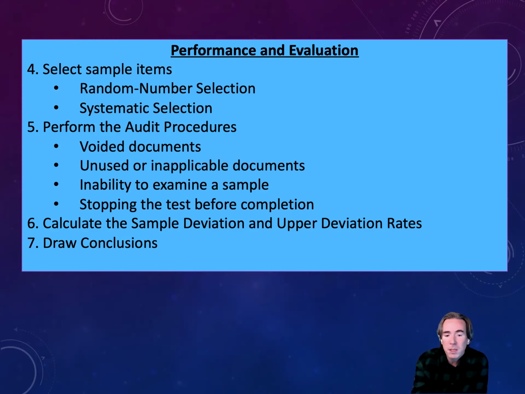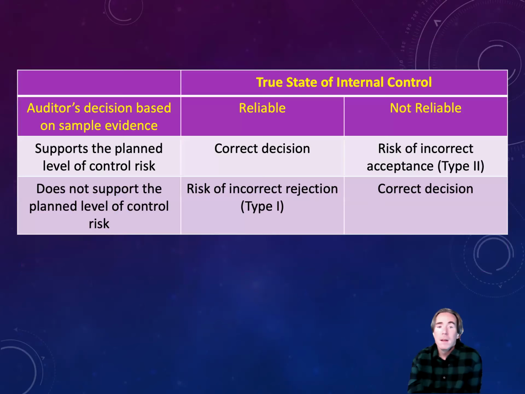And then we're going to reach some conclusions based on what we find. So there are 3 basic outcomes that could happen. Our results indicate the control is reliable, and it is reliable. We've reached the correct conclusion. Second possibility, our test results indicate it does not work, and it actually doesn't work. We've reached the correct conclusion.